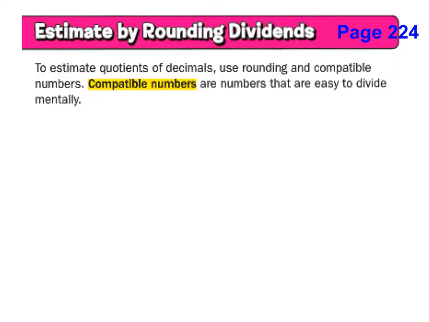Turn the book to page 224. To estimate quotients of decimals, use rounding and compatible numbers. Remember, compatible numbers are numbers that are easy to divide mentally. And remember, the word mentally right here means in your mind.